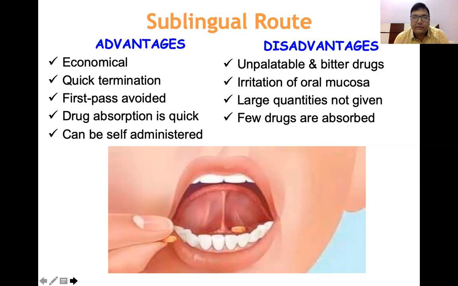Disadvantage of the sublingual route is that the unpalatable or the bitter drugs cannot be taken through this route. Irritation of the oral mucosa can occur with the drug. Large quantities cannot be taken, and only a few drugs are there which can be absorbed through the sublingual route.